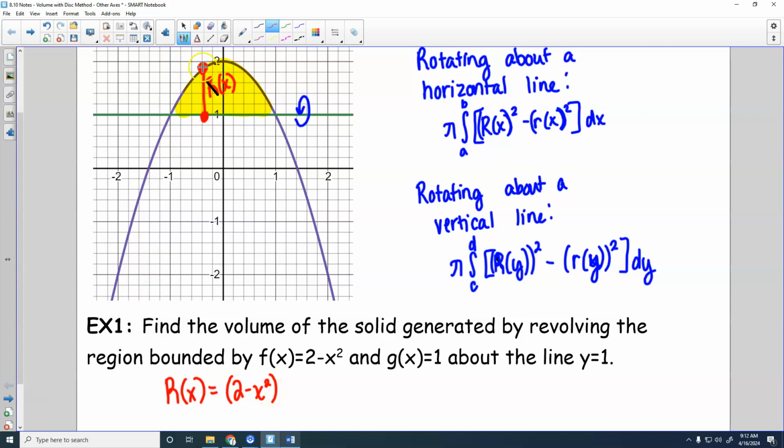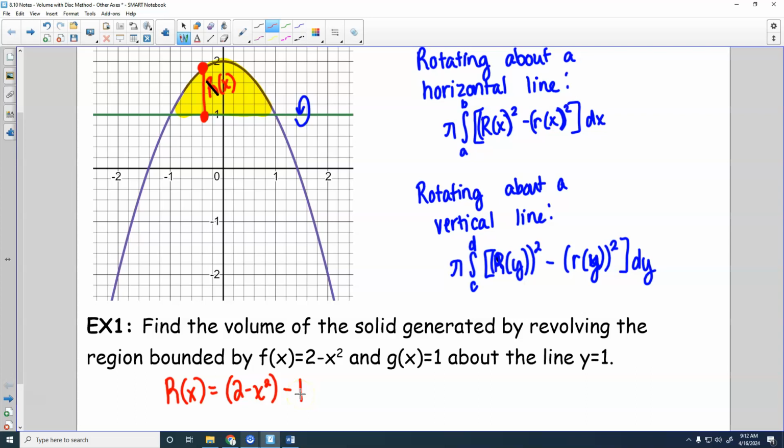But this doesn't go all the way down to 0 like it has on everything else we've done so far. Every other time our capital R of x went all the way to the x-axis or all the way to the y-axis where we had a 0. So right here, this line is stopping at 1. If I plug in 0 right here, I'll get 2. But the length from here to here is just 1. You've got to subtract out that 1. So we're going to subtract 1 from that.